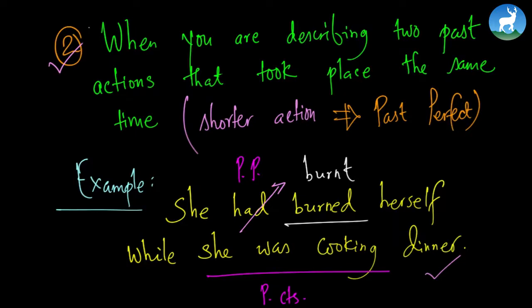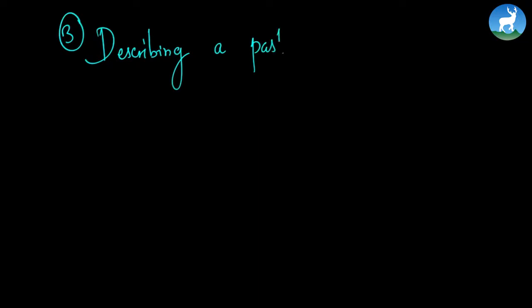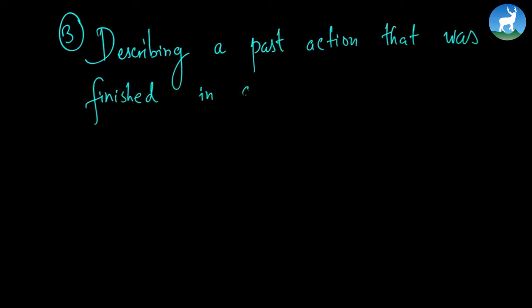So we have two different events. The first one being the shortest, we use the past perfect tense, while the second one being the longest one, we use the past continuous tense. That is the main idea. Now we come to use number three of past perfect tense. So it is describing a past action that was finished in a specific time period.